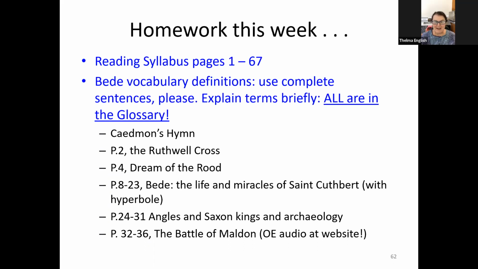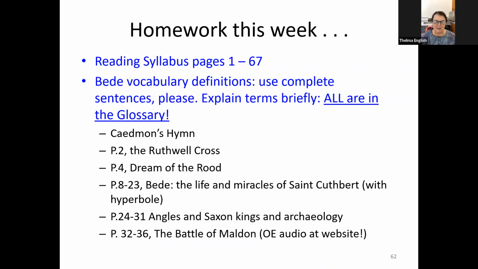You'll be reading about angels and Saxon kings and archaeology and looking at really cool pictures. Next week, I will wear my imitation Saxon gold-plated jewelry. So when you see me next week wearing great big old earrings on each side, you'll know why.